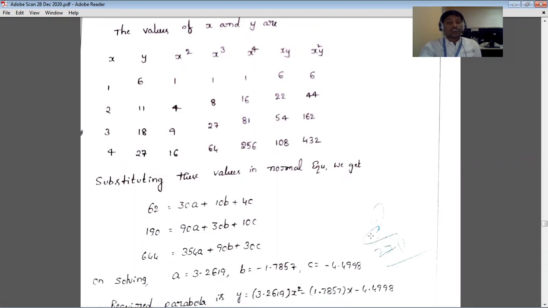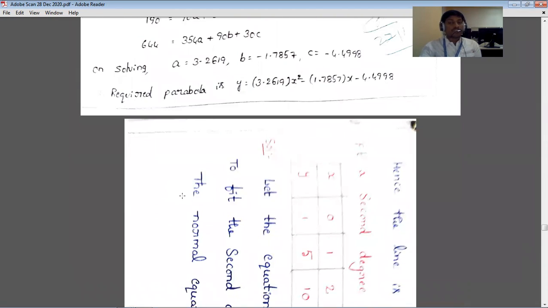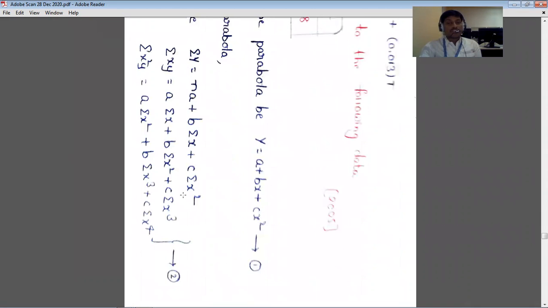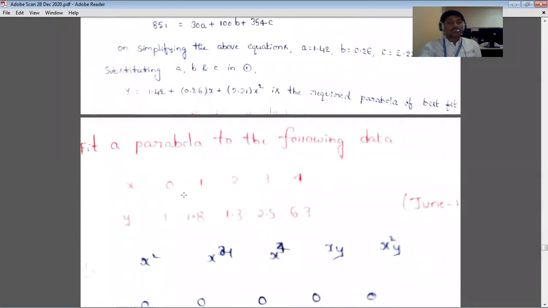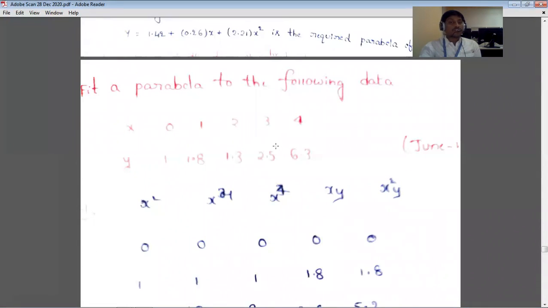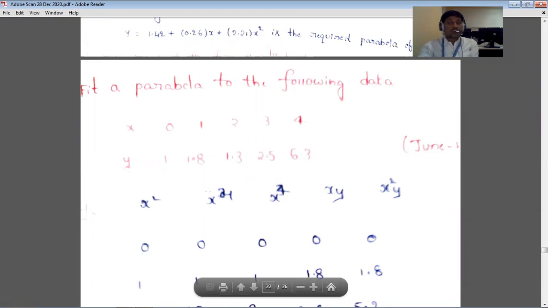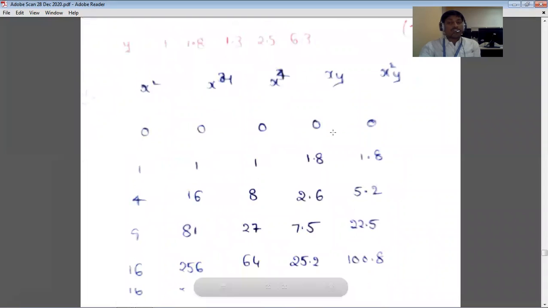In other cases they may ask to find the value of y at x equal to 5 or y at x equal to 9, like the straight line we already saw. They may ask a different one. And next, here is the same type of problem: fitting a parabola to this data, x is 0, 1, 2, 3, 4 and y is 1, 1.8, 1.3, 2.5, 6.3. Same, we calculate.